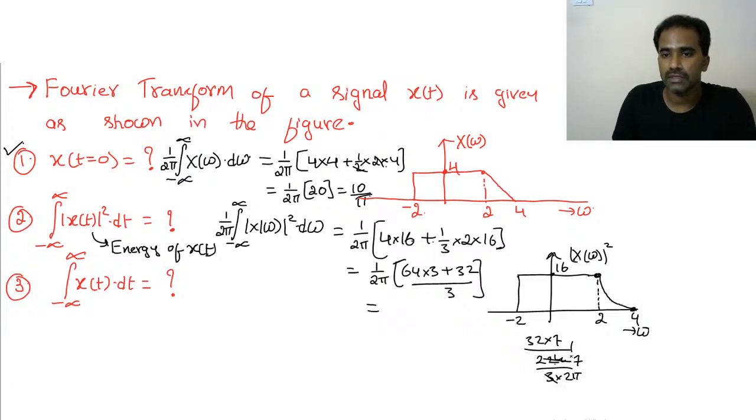224 is correct. Okay, so it is 112 divided by 3 pi. Yeah, so we can write it like this, 112 divided by 3 pi. You can just leave it like this. If you want, you can simplify it further, but we can leave it like that.